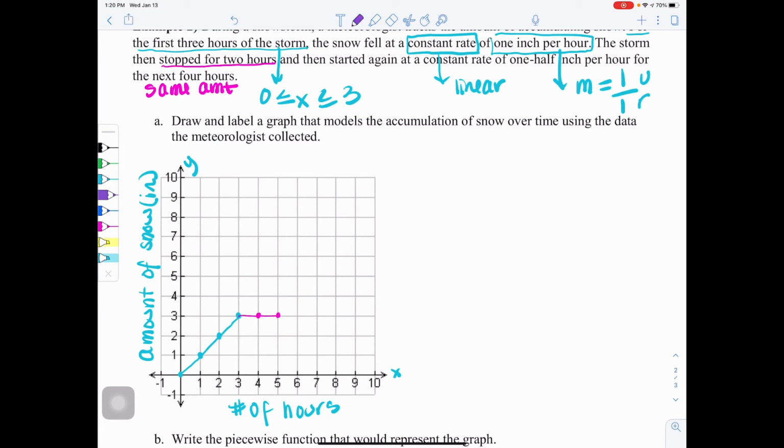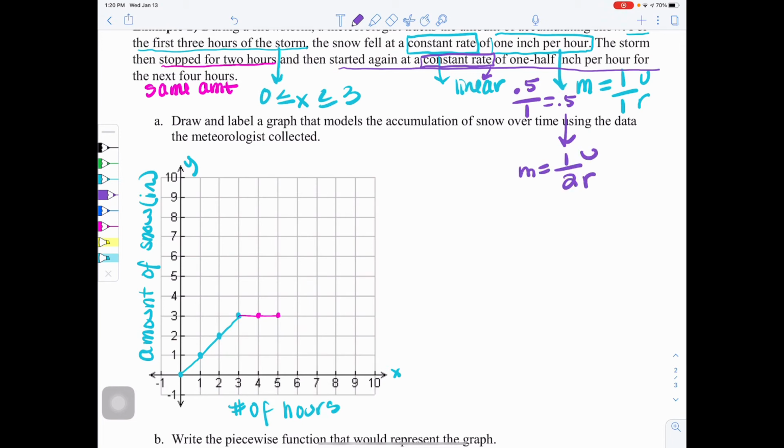Then we look and it says it started again at a constant rate of 1/2 inch per hour. So again, we see those words constant rate, which means the same thing as before. It's a linear section, but this time it's 1/2 inch per hour. So we have 0.5 over 1, okay? So you're going up 0.5 over 1, which is just 0.5, and 0.5 as a fraction is 1/2. So our slope is 1/2.